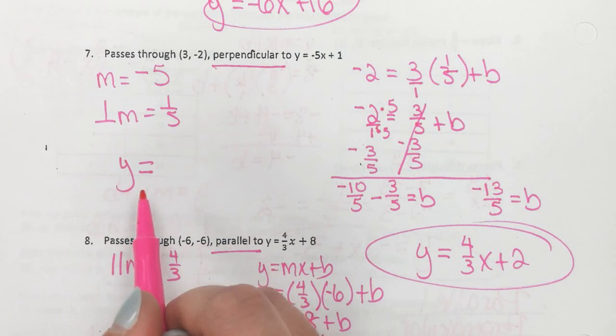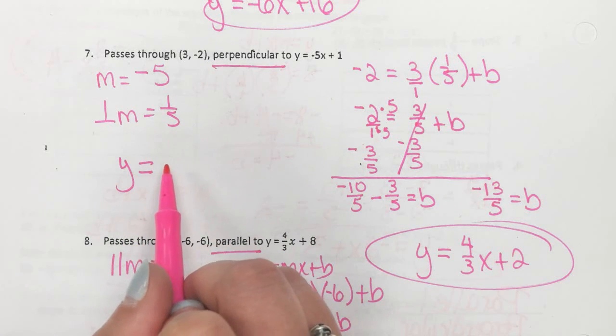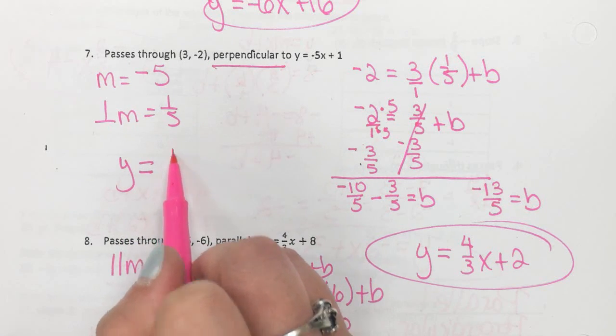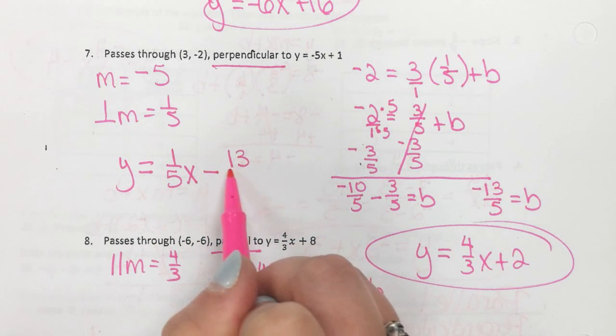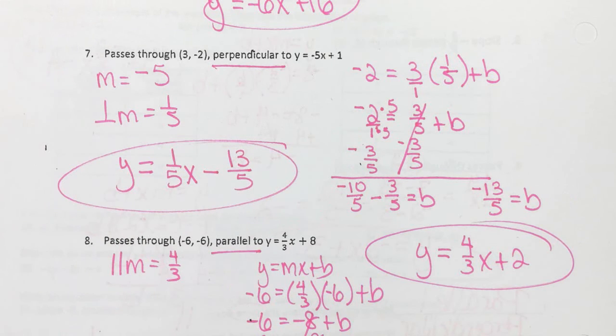Alright, so what am I going to write? What's my new equation? Y equals 1 over 5... 13 over 5. There you go. Y'all okay? Alright, here we go.